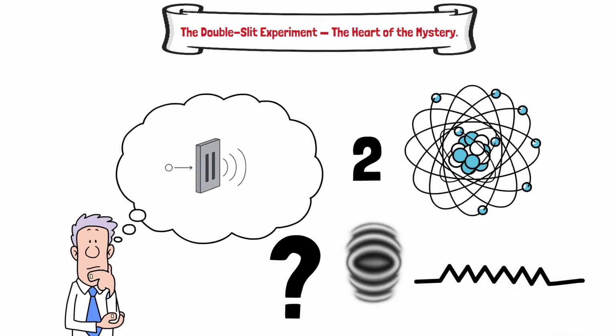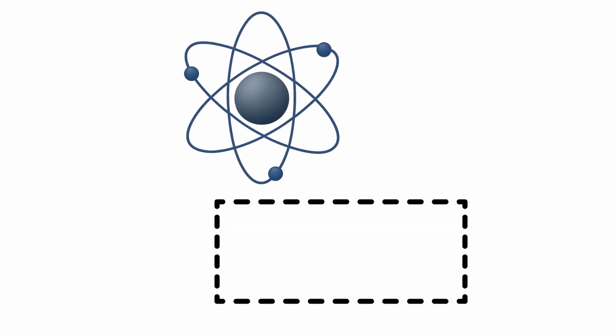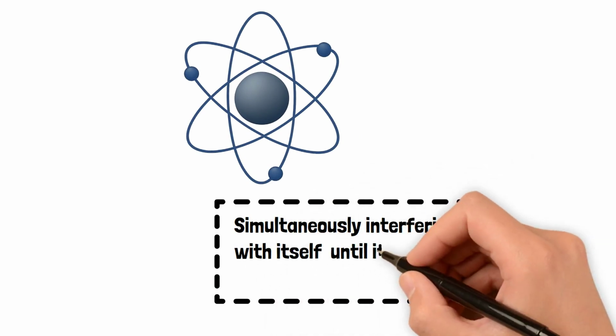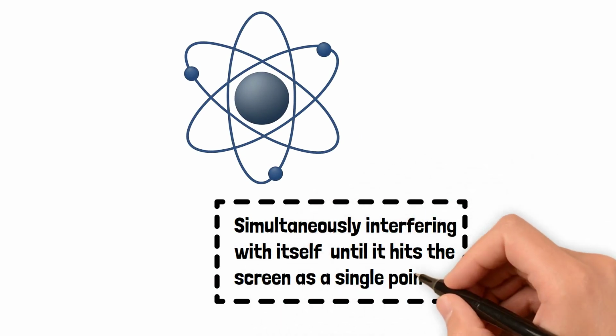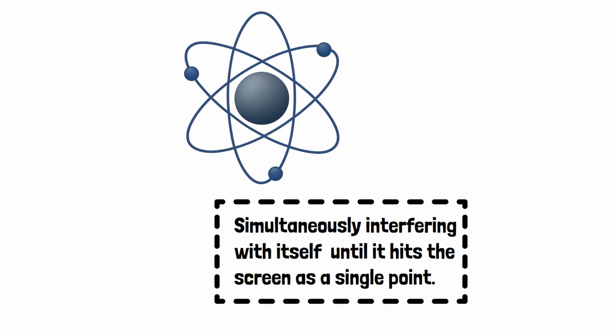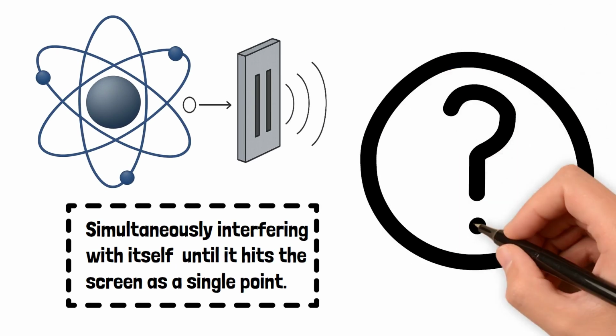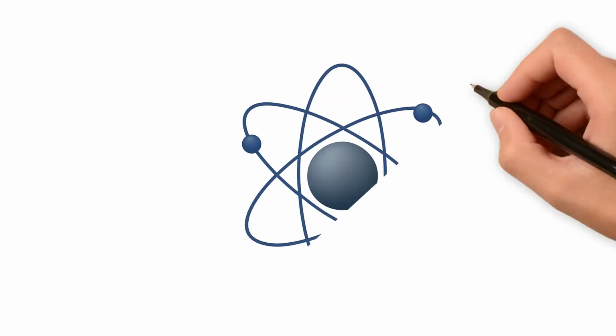Even when sent one at a time, each electron behaves like a wave that passes through both slits simultaneously, interfering with itself, until it hits the screen as a single point. But here's the twist: the moment we observe which slit it goes through, the interference pattern disappears. The electron suddenly behaves like a particle again.